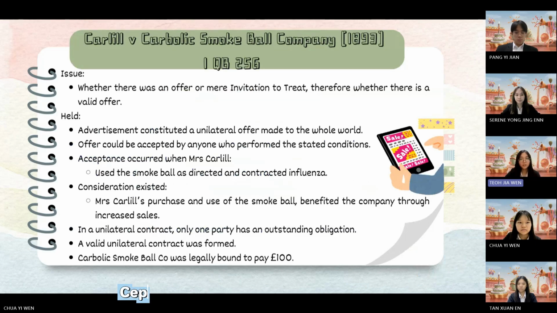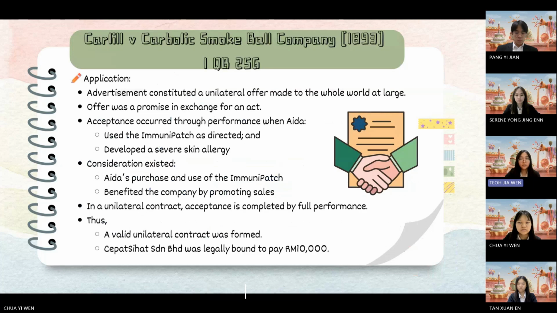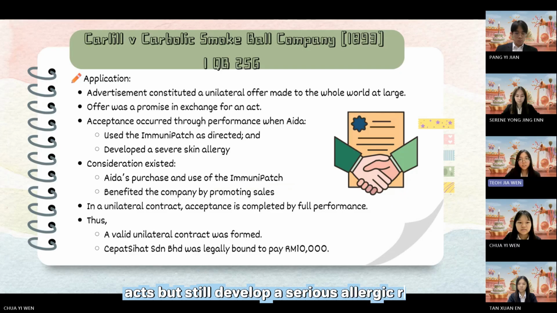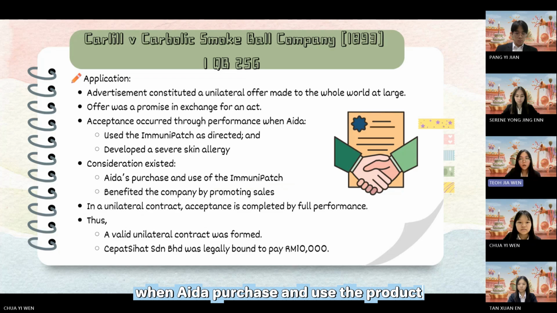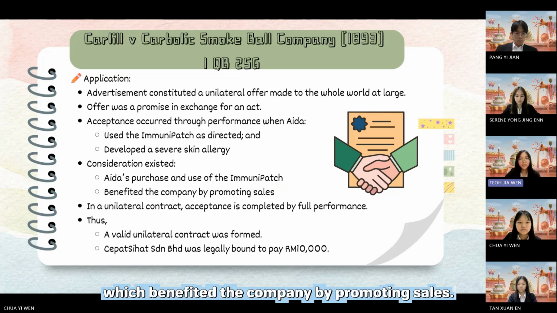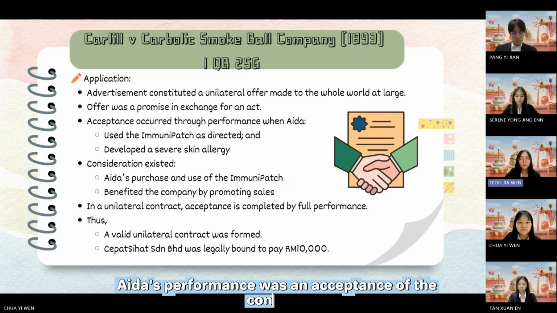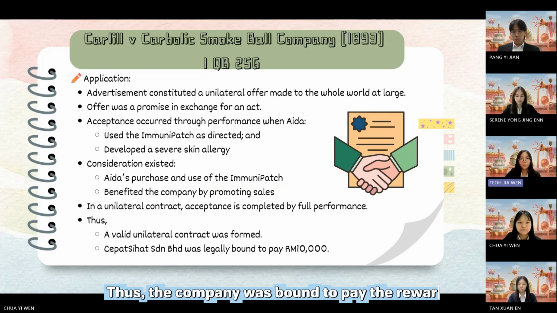Applying to the facts, Cepat Sihat Sdn Bhd similarly advertised that 10,000 ringgit would be paid to customers who used the Immuni Patch as directed and still developed severe allergy. It also stated that 100,000 ringgit had been deposited with June Bank to prove their sincerity. AIDA performed the required acts but still developed a serious allergy rash. As in Carlill's case, the advertisement was a promise made in exchange for an act, creating a unilateral contract. Consideration exists when AIDA purchased and used the product, which benefited the company by promoting sales. AIDA's performance was an acceptance of the contract. Thus, the company was bound to pay the reward.